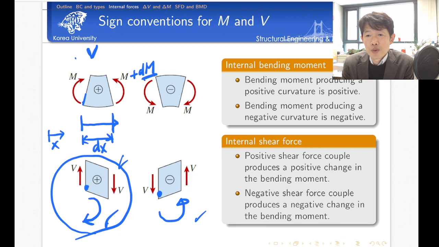The starting point is we want to choose a certain moment pair which produces positive curvature in our choice of coordinate system. So once you choose the positive moment, then we can determine the positive shear force couple which produces a positive change in the bending moment. Okay, that's how we determine the sign convention of internal bending moment and internal shear force. So if you have any questions regarding the internal bending moment and shear force, please let me know. I'm very happy to explain what I know.